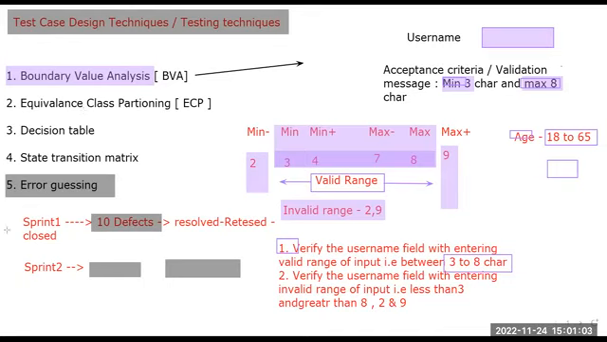But before that, you have to understand the requirement. If the requirement has a minimum and maximum, you can think about boundary value analysis. If the requirement has some data that you want to validate, you can think about ECP. If the requirement has multiple input fields or multiple conditions, you can think about the decision table. If there is some if-else condition, think about state transition. And with error guessing, you guess some extra scenarios for testing this particular requirement or feature.